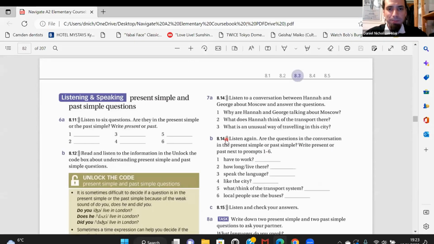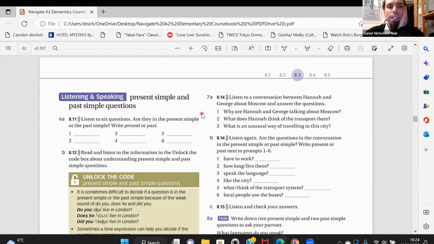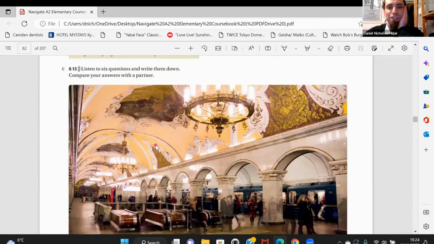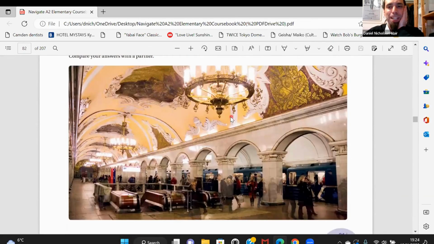So here it is. Can you see it, everyone? Yeah, thank you. Good. So this is about Moscow, and there's a nice big picture here to help with some top-down processing.